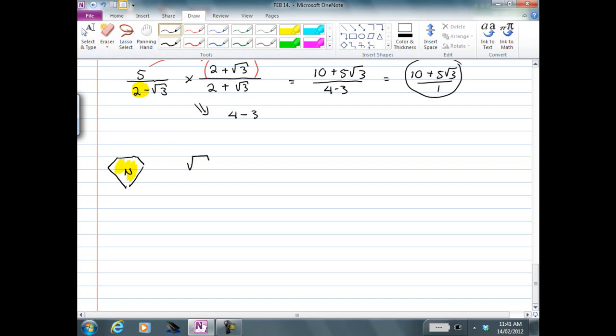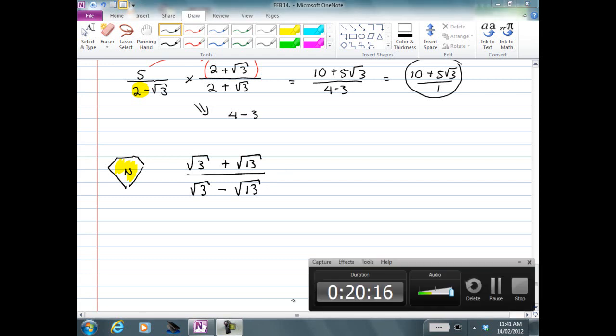Root 3 plus root 13 over root 3 minus root 13. Right off the bat, I can't rationalize the denominator simply by multiplying by root 3 over root 3. You've got to use another technique that I've taught you. Good luck. I'm going to pause it and let you have a crack at it.